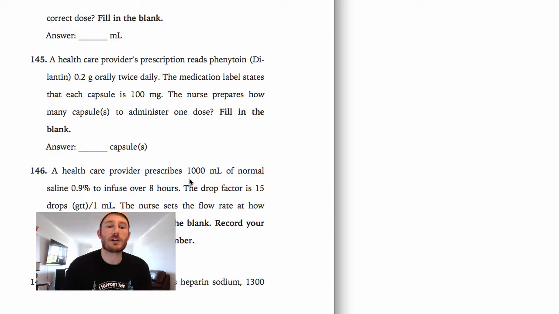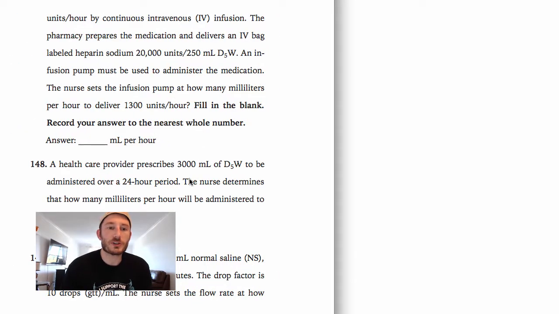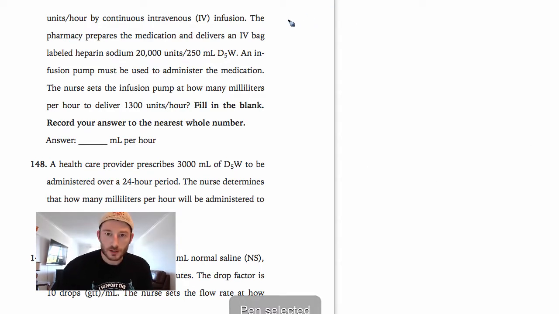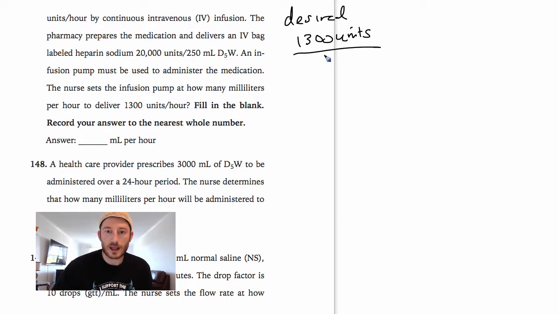All right, number 147. This one says a healthcare provider prescribes heparin sodium, 1,300 units per hour by continuous IV. So that's what the provider wants. The desired dose is 1,300 units per hour, right? The pharmacy prepares the medication and delivers an IV bag labeled heparin, 20,000 units in 250. Thanks, pharmacy. Thanks for making it hard on us. An infusion pump must be used to administer the medication. The nurse sets the infusion pump at how many mLs per hour to deliver this desired dose?